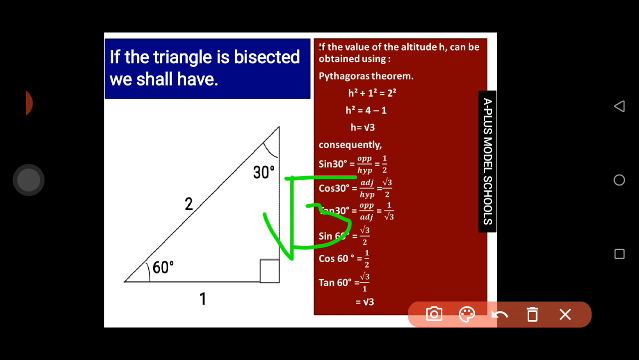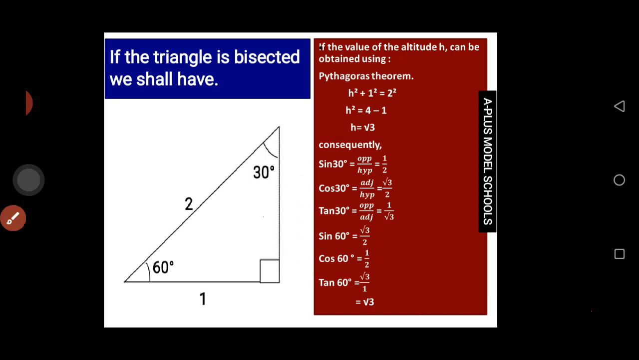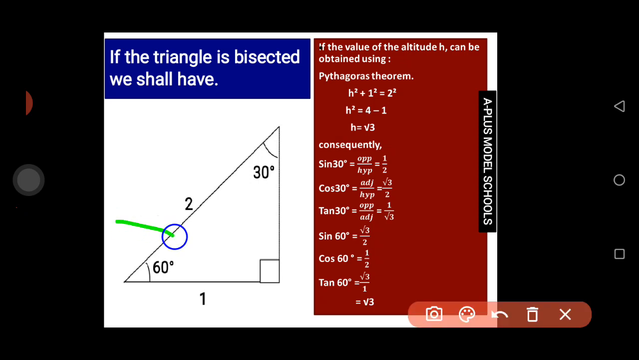Now, if I want to look for my tan 30 degrees, which is opposite over adjacent, that will be 1 all over adjacent, which is root 3. Then if I want to look for my ratios for 60 degrees, the first one was for 30, then the second one now is for 60. If I'm taking angle 60, this will be my opposite, which is root 3.